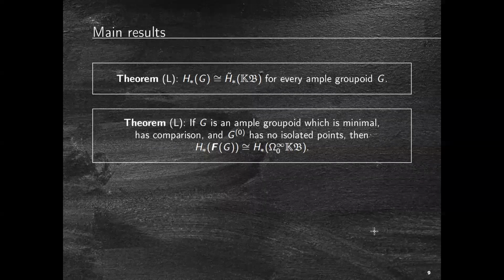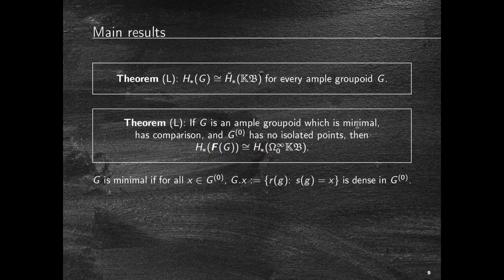Okay, so let me just go through the conditions we have for this theorem, and then explain a bit more what to do with these results. We have an ample groupoid and we want it to be minimal. Minimal already came up, and it means that every orbit is dense. It's a dynamical condition. Orbit here means if you look at an object, then you look at all the arrows that point out of this object, and you collect the ranges. This would be the orbit of an object, and you want that always to be dense.